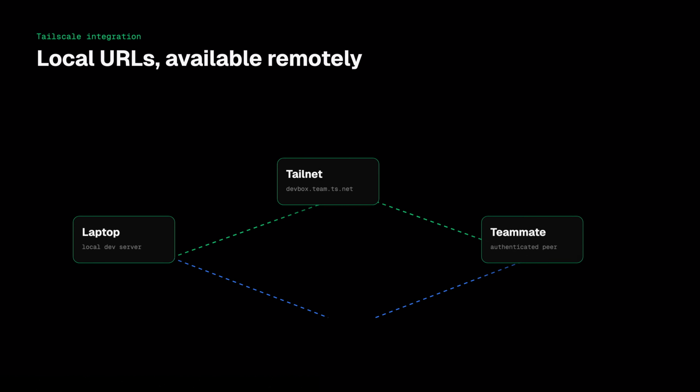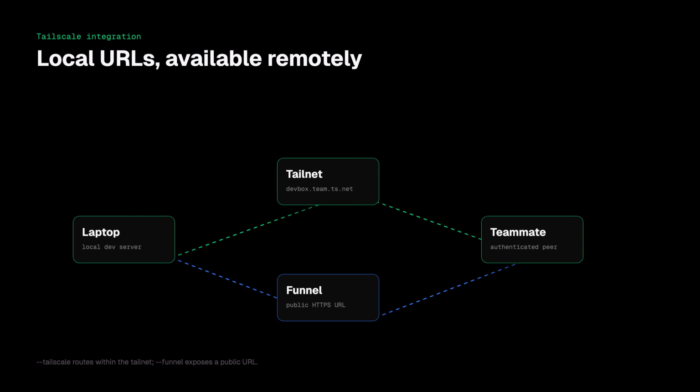One of my favorite features is the Tailscale integration. Tailscale is a mesh VPN that connects your devices into a private network called a tailnet. Portless can serve your local app on the tailnet, so anyone you have added can reach it from their machine, or expose it to the internet via Tailscale Funnel using the --funnel flag.